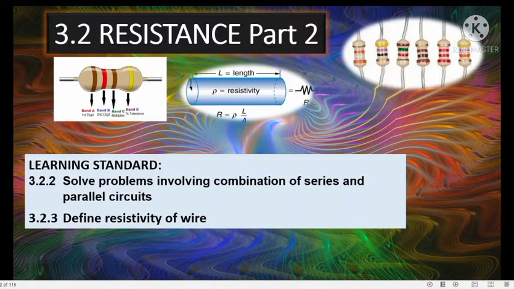Today we continue 3.2 resistance part 2. In this video, I will discuss two learning standards: solve problems involving combination of series and parallel circuits, and define resistivity of wire.